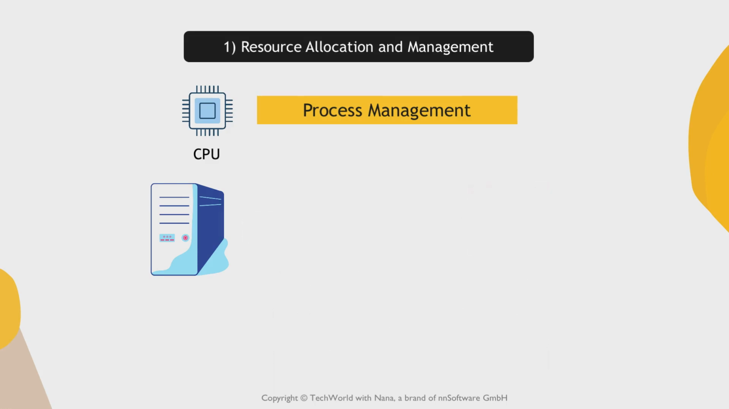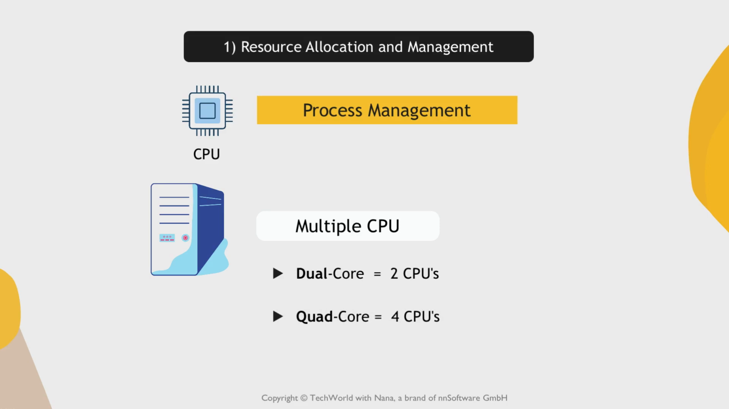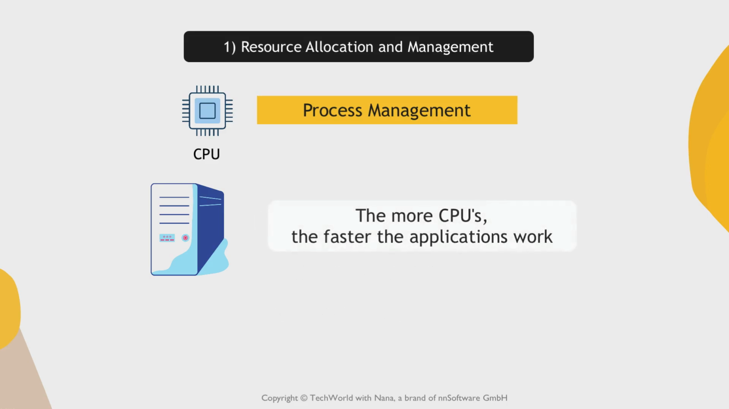However, with recent technological developments, as we all know, we have multi-CPU, which means multi-core computers, which are pretty much a standard nowadays. So there are terms like dual core, meaning 2 CPUs or 2 processors, or quad core, meaning 4 processors. And of course, the more processors or CPUs you have in your computer, the faster the applications will work because they can basically execute these processes in parallel, right? Each CPU running one process.